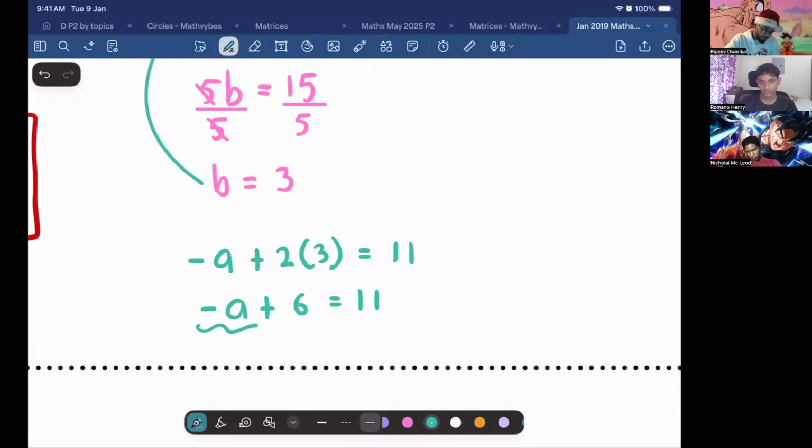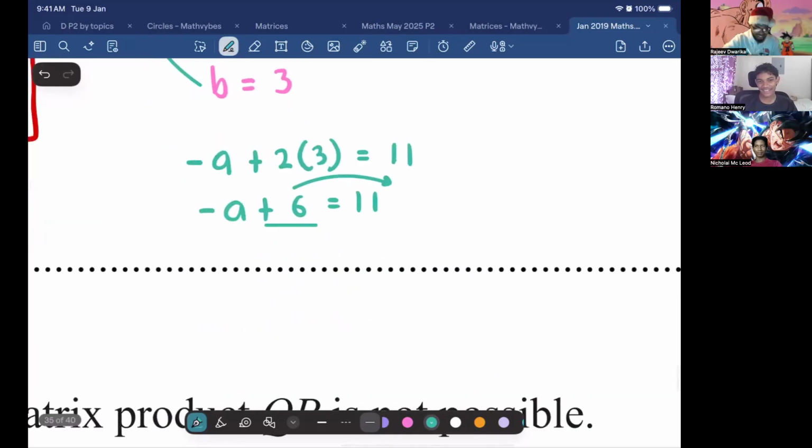What are we trying to find over here? Minus a. The minus a belongs on the left-hand side. Who doesn't belong here? The 6. What is 6 doing over there? 6 should be outside, so we're going to move that 6 outside. So minus a would be equal to 11 minus 6.